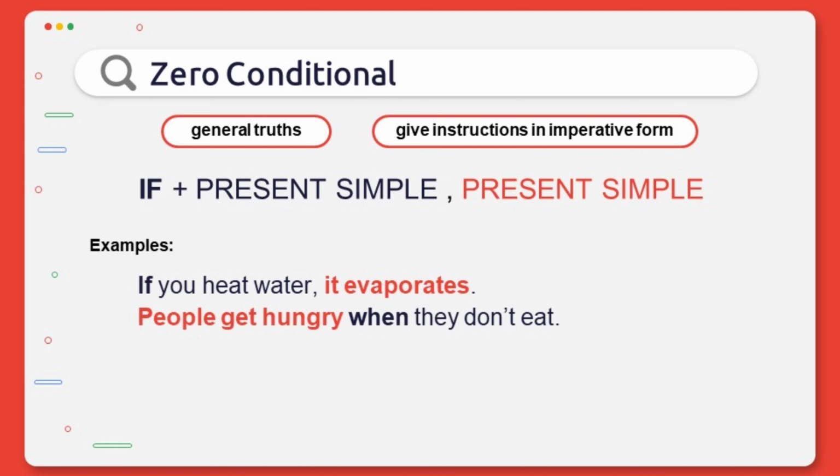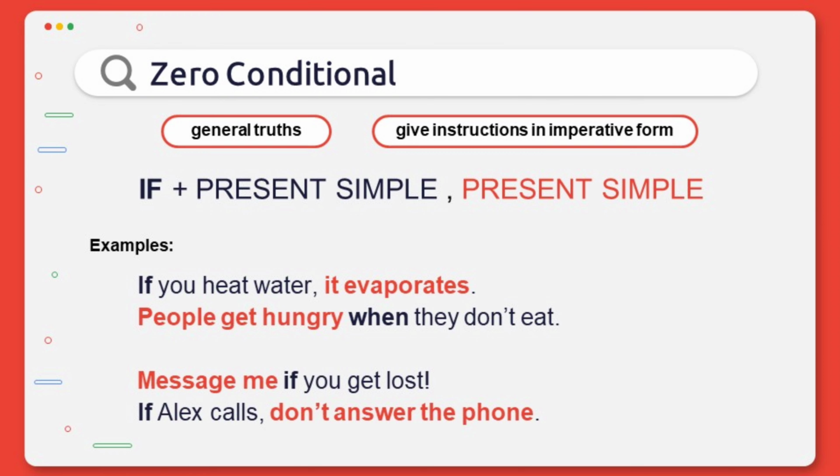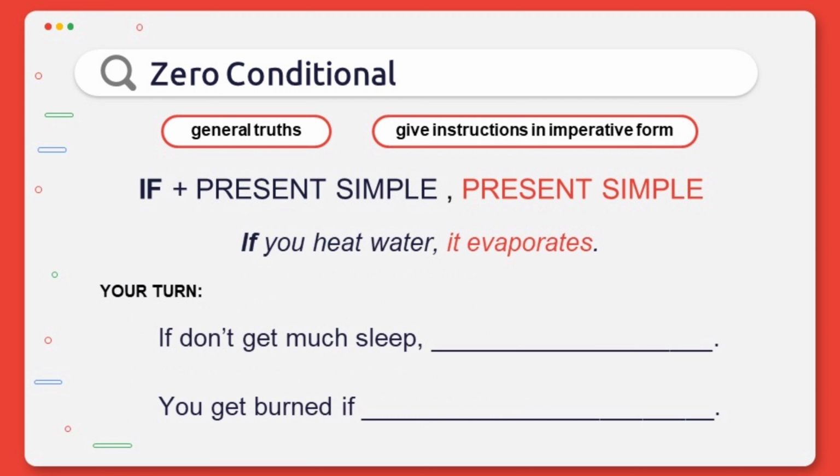Let's have the other examples using the imperative in the main clause. Message me if you get lost. If Alex calls, don't answer the phone. These examples are giving instructions to someone. Therefore, we often use the zero conditional structure. It is simple and easy. I want you to practice by finishing these sentences.